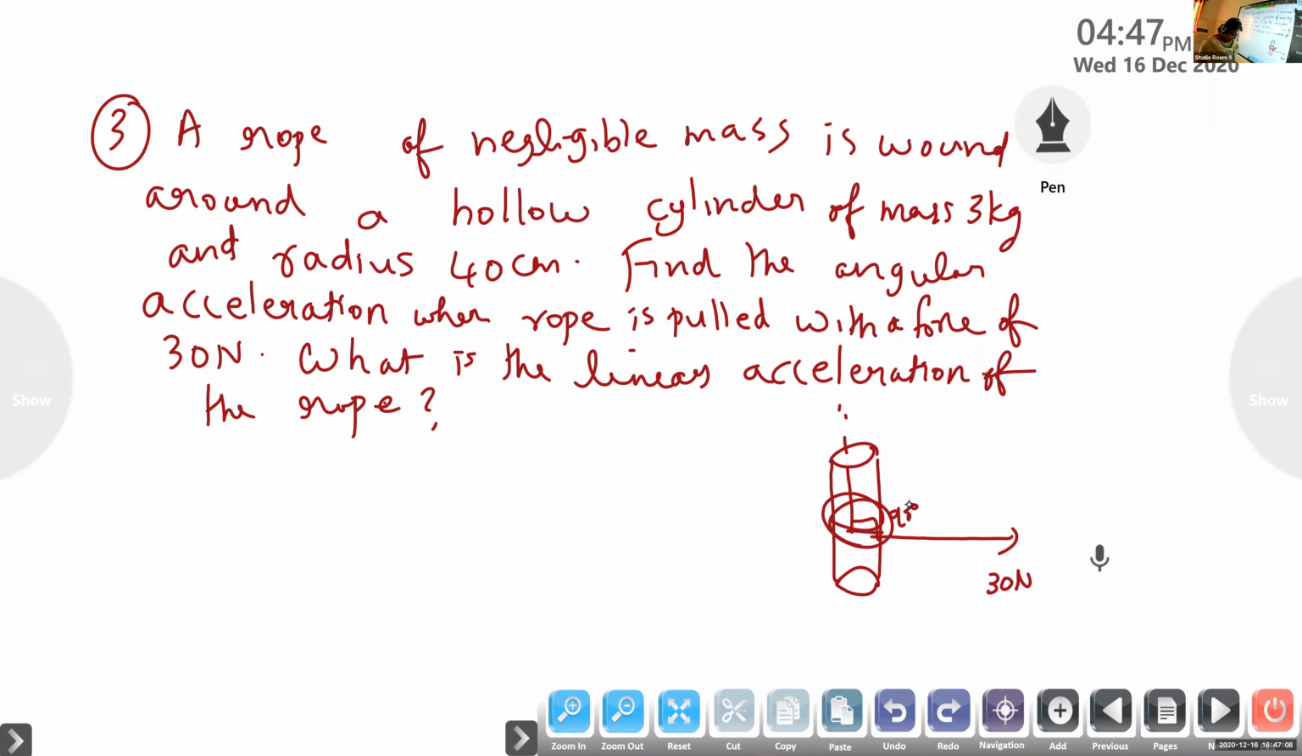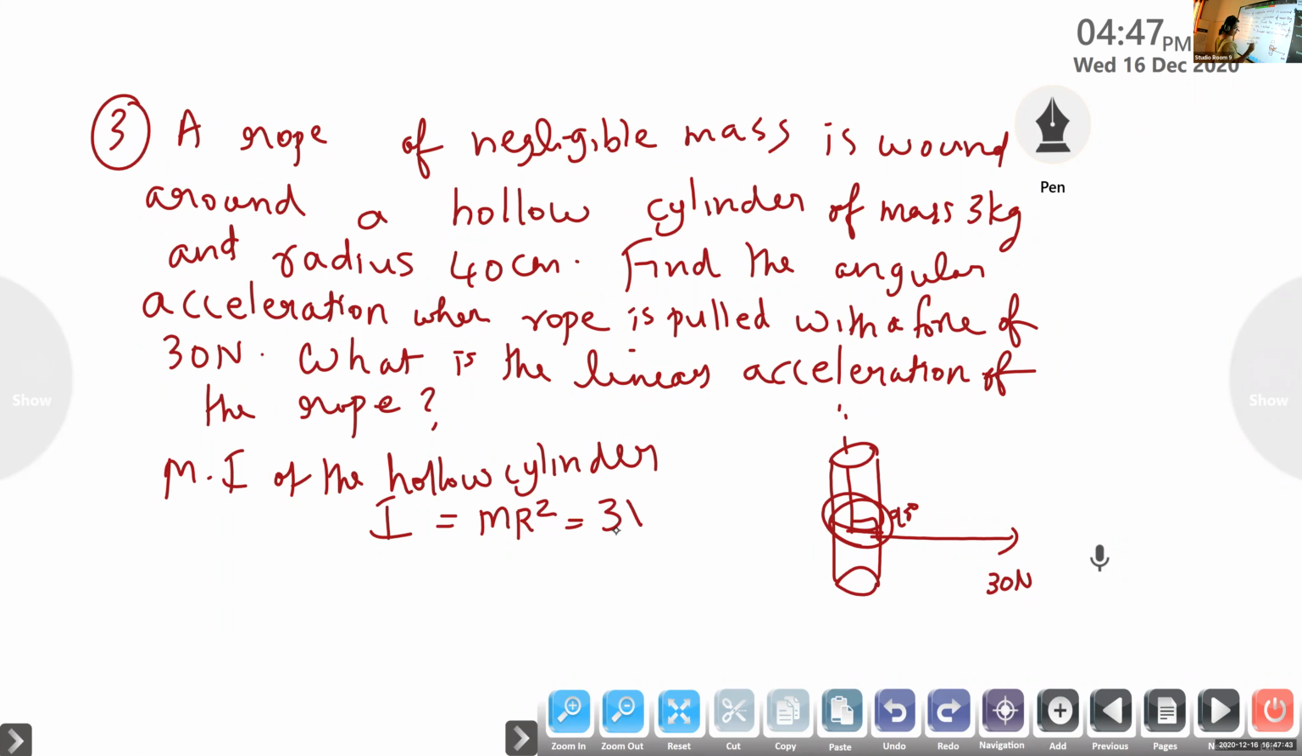Clear? So what is the first thing? If you want to find the torque, we first have to find the moment of inertia, because it also exhibits rotational motion. That is why angular acceleration. So from the table you will get the moment of inertia of the hollow cylinder. The previous problem was a solid cylinder, but this is a hollow cylinder. For a hollow cylinder, I is equal to mr squared.